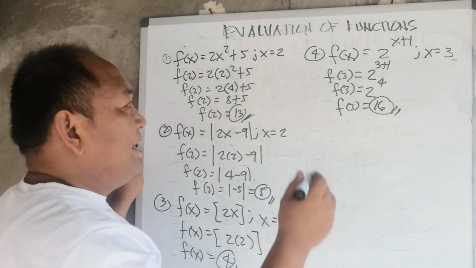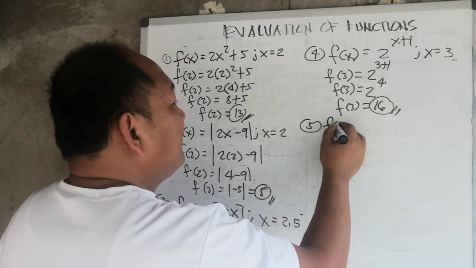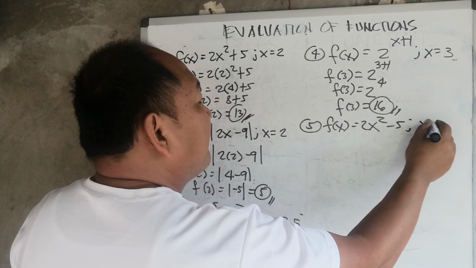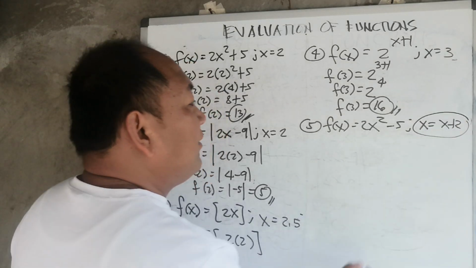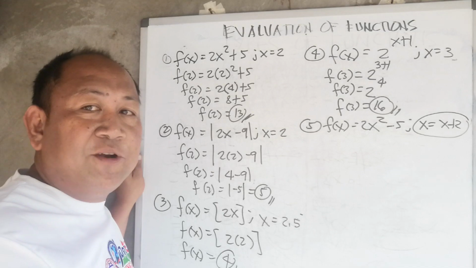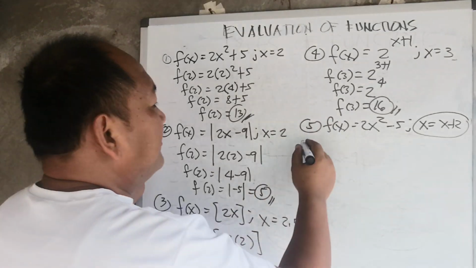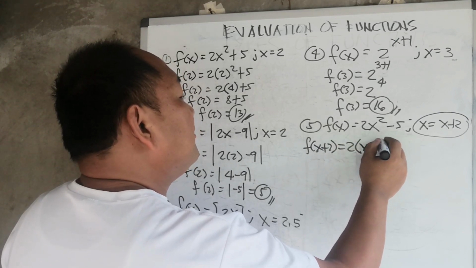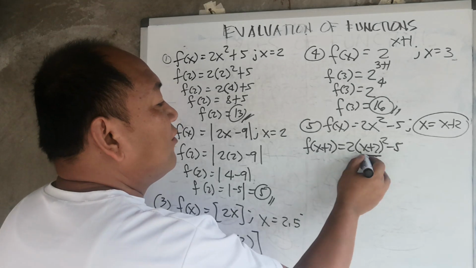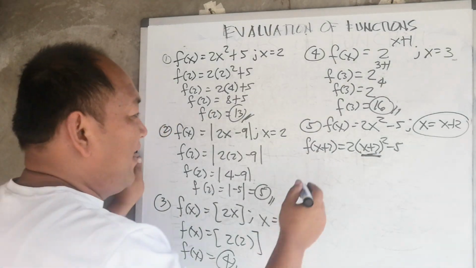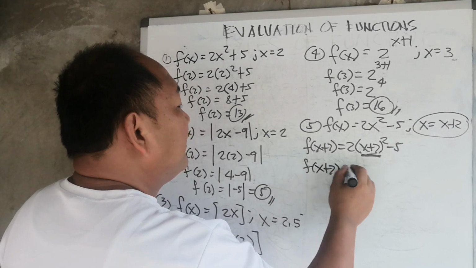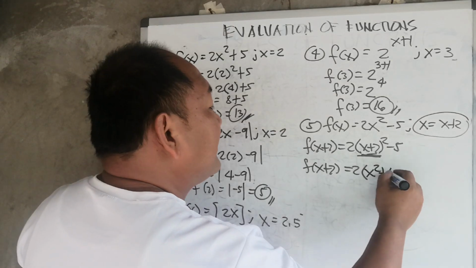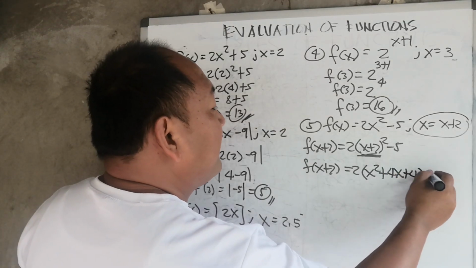Okay? Next example. We have f of x equals 2x squared minus 5, where x equals x plus 2. Okay, remember our x is x plus 2, so we have to replace it in the given function. So f of x plus 2 equals 2 times (x plus 2) squared minus 5. So recall your square of a binomial. Now, f of x plus 2 equals 2 times, so the square of x plus 2, we have x squared plus 4x plus 4, minus 5.